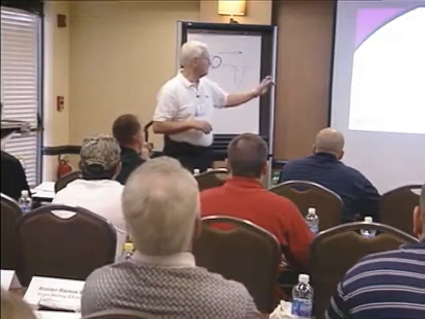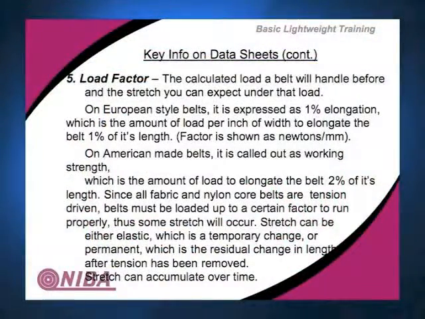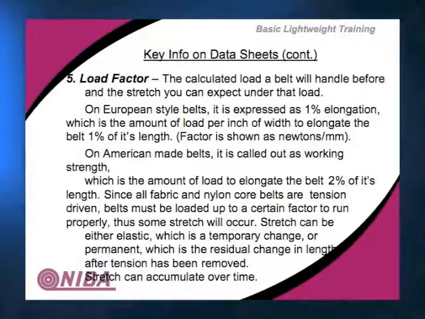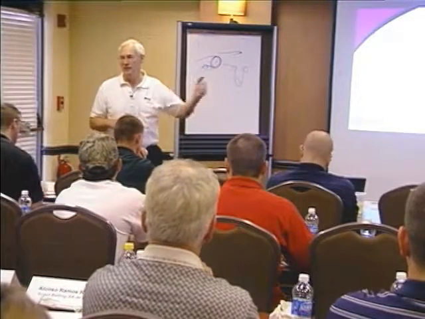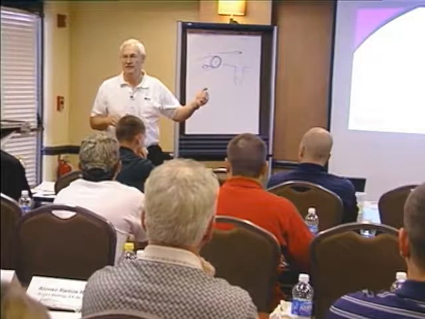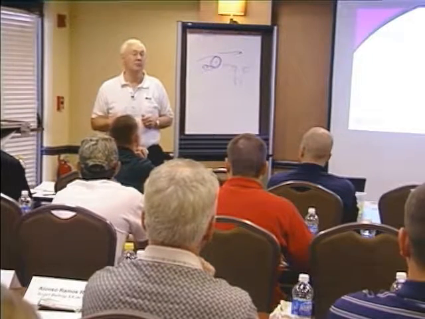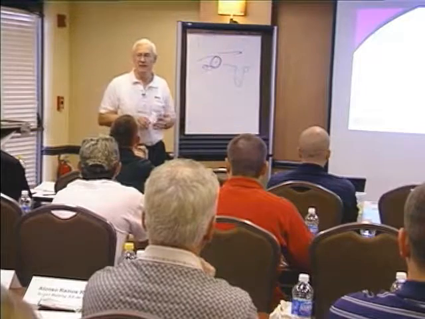Now on American-made belts, we can't do the same thing. So we figured that the amount of elongation to elongate the belt is 2% of the belt length. So there is a difference in the way you have to look at the data sheets. Some data sheets will only give you newtons, and elongations expressed like that, and some data sheets will be in PIW.